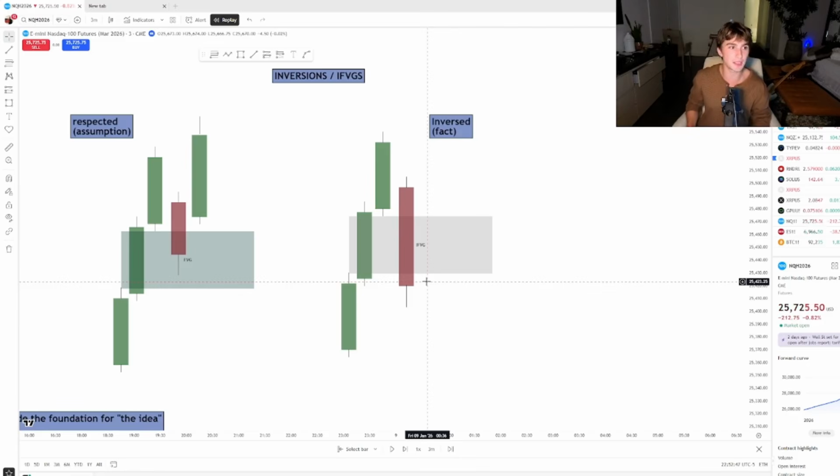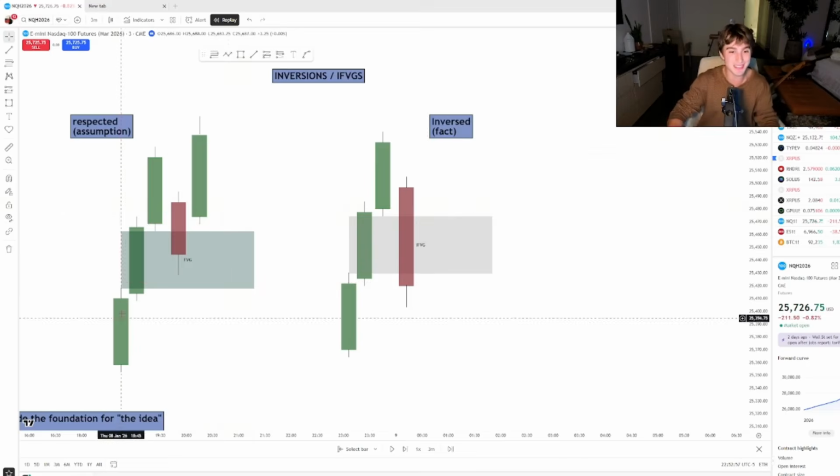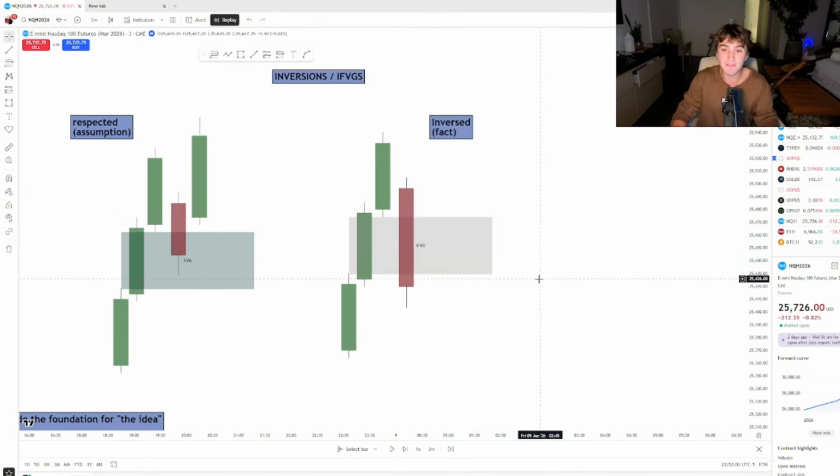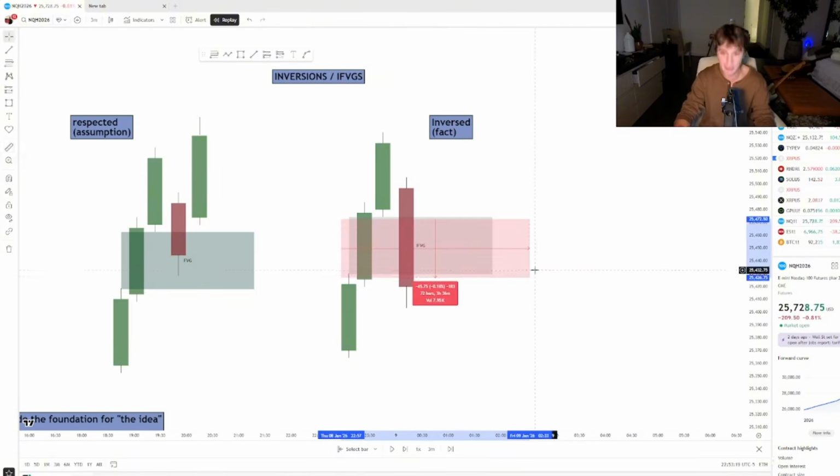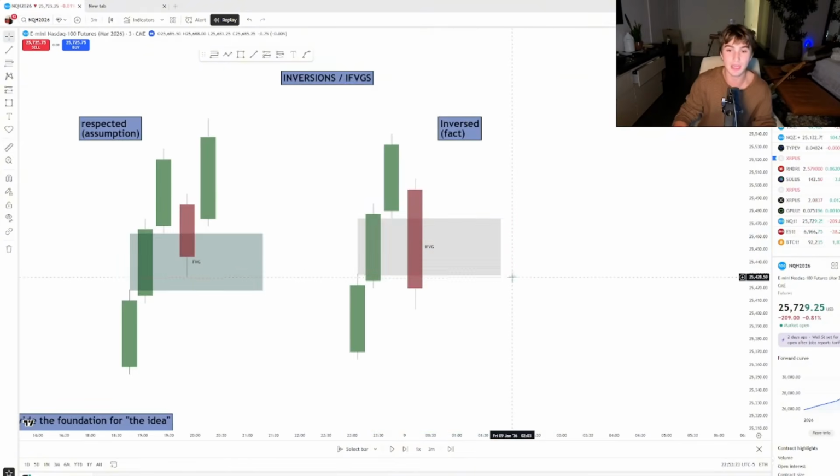We have invalidated what was previously an imbalance and supposed to support price. We assume fair value gaps are supposed to support price, in this case supports it up. But when we get an invalidation of it, it turns into a fact. We have now flipped this imbalance, and now we can safely assume price will go down now, but at least we're using a fact this time. We have inversed this fair value gap to the downside.